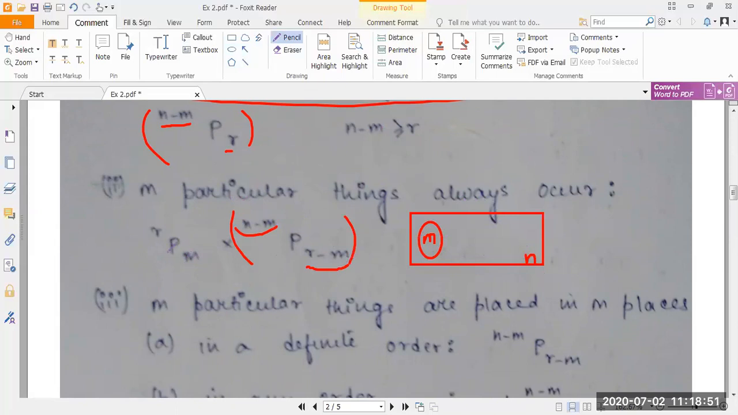Now this r P m is basically the position of m that I need to choose. So let's say I have r blanks that I need to fill using the balls that I have selected. I need to choose which positions these m already selected balls need to go to. So there are r options and I need to choose m positions out of them. So this essentially represents the determination of position of the m things that I had originally chosen.